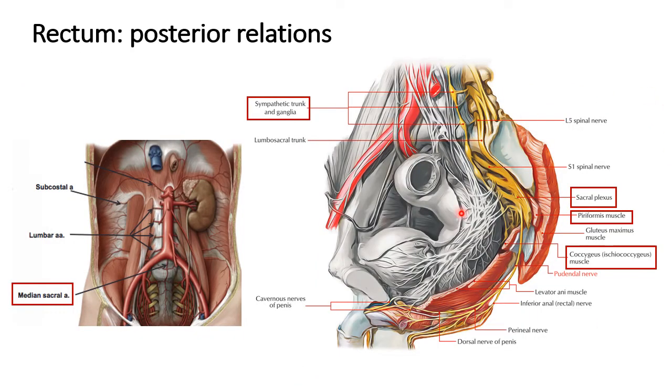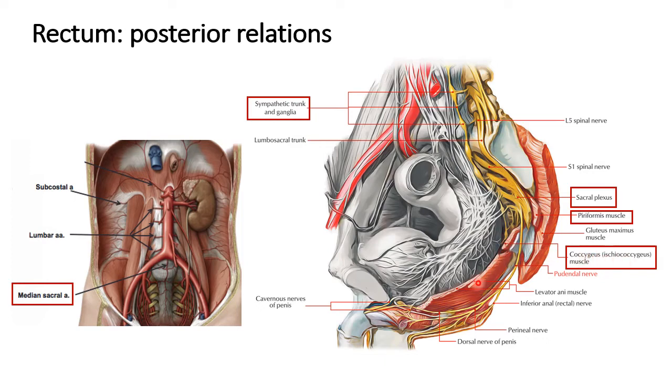This is a very good image showing you the posterior relations of the rectum. So that's the rectum, and these are the posterior relations. What are the structures that you find posterior to the rectum apart from the sacrum? So sacrum is this one, and then you will see two muscles. One of them is the piriformis, and the other one is the coccygeus or ischio-coccygeus.